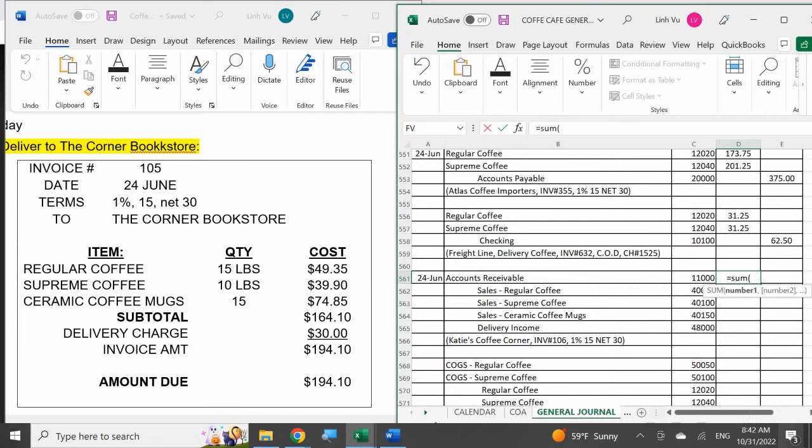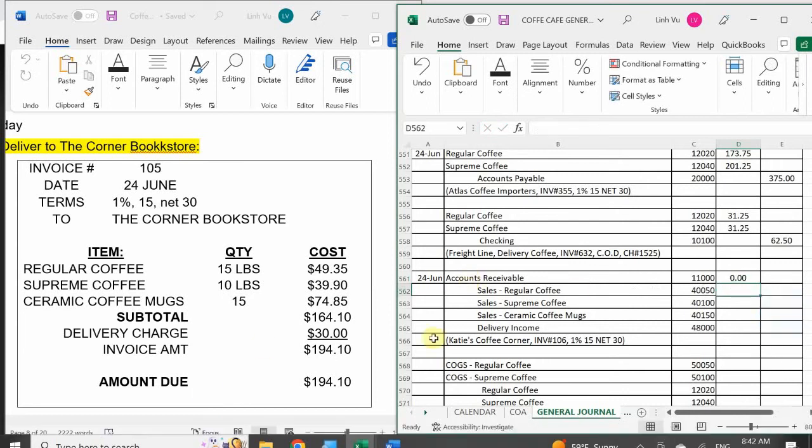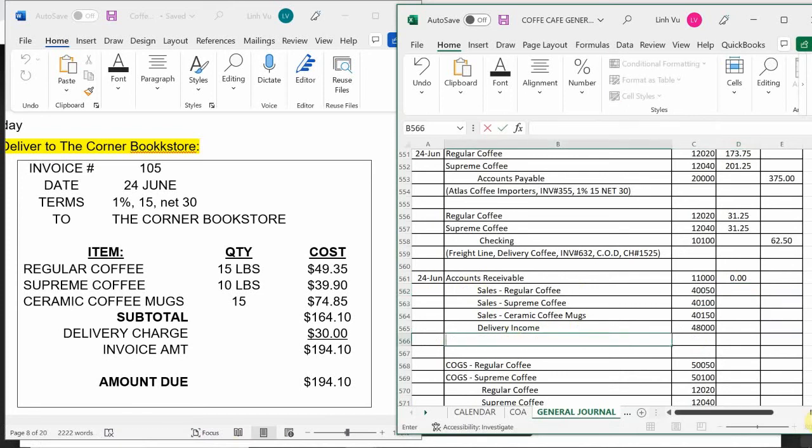I'll fix that. Okay, so let me see. We sold to the corner bookstore. Invoice number 105. Terms: 1% net and net 30. Okay.